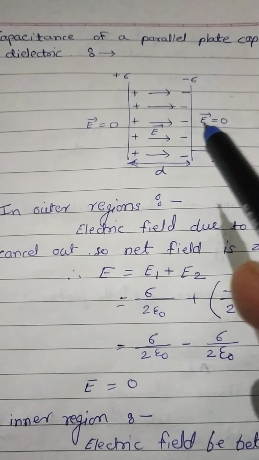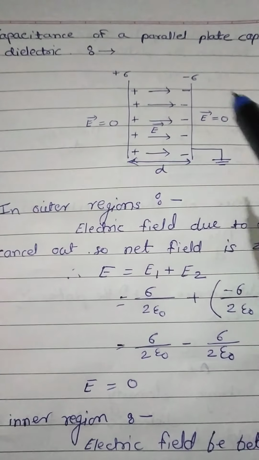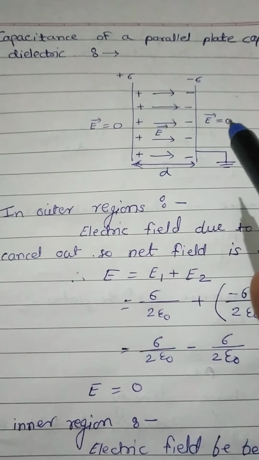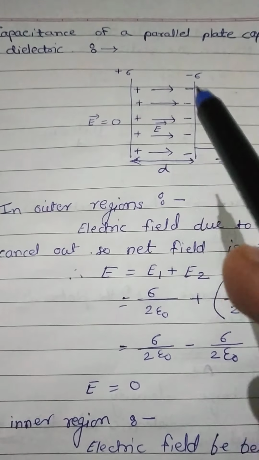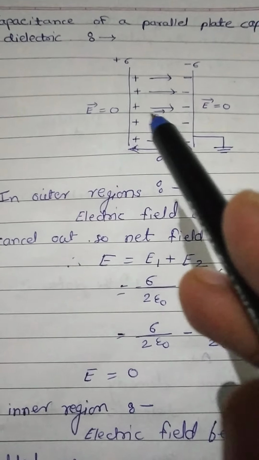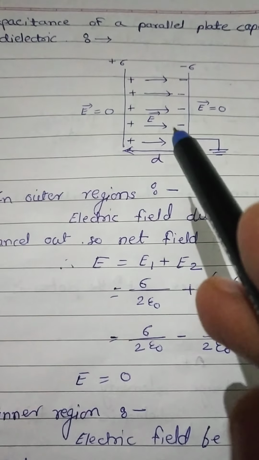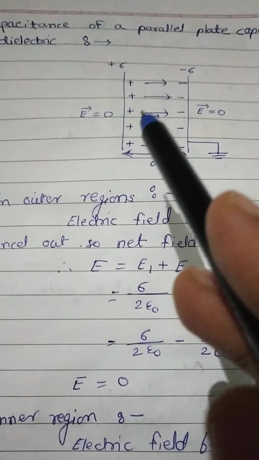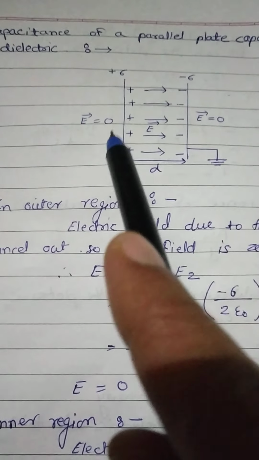In the outer region, the electric fields due to the two charged plates cancel out. The net field is 0. In the inner side, the first plate induces positive charges, and these lines show the electric field lines. The positive charge induces negative charge on the inner side of the other plate, but on the outer side of the two plates E is equal to 0, meaning the net electric field is 0.